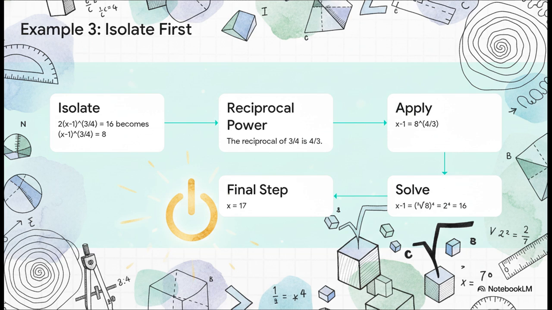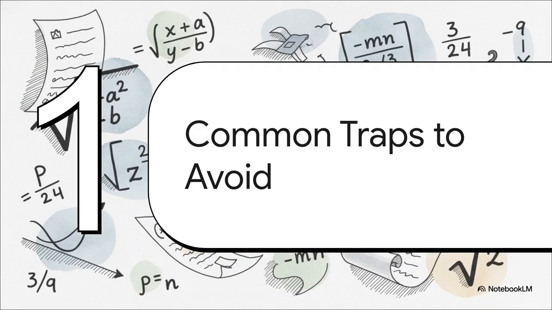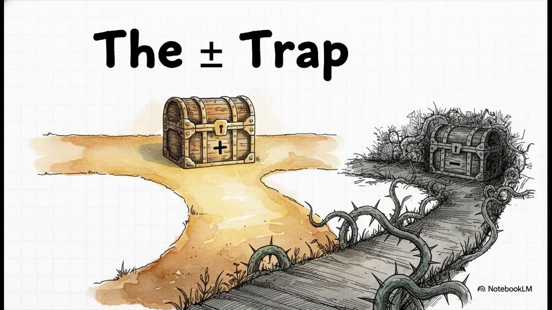X equals 17. So as you can see, this method is really powerful, but there are a couple of really common traps that are easy to fall into. So let's talk about them right now so you can avoid them. The first, and by far the most common trap, is the one we just saw. Totally forgetting about that plus or minus case. It is so easy to find one correct answer and just stop there. But you might be leaving a second, totally valid solution behind.